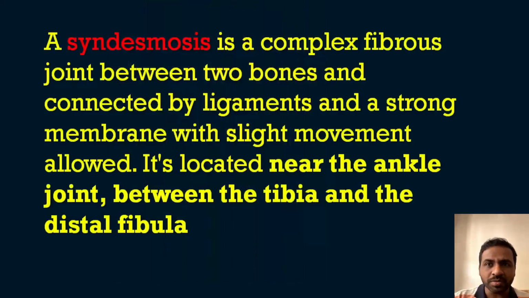And the final option was regarding the syndesmosis. So what is a syndesmosis? As the name indicates, it is a complex fibrous joint between 2 bones, connected by ligaments and a strong membrane, with slight movement allowed. So only slight movement will be allowed. One of the examples is near the ankle joint, between the tibia and the distal fibula. So there will be a minimal, slight movement, and it is a complex. That is known as a syndesmosis.